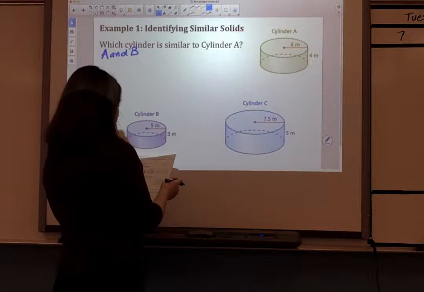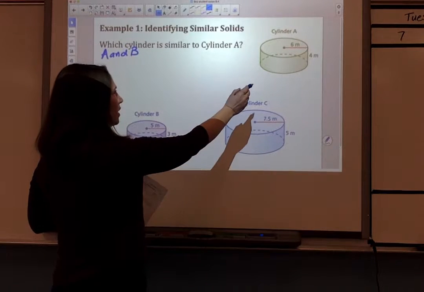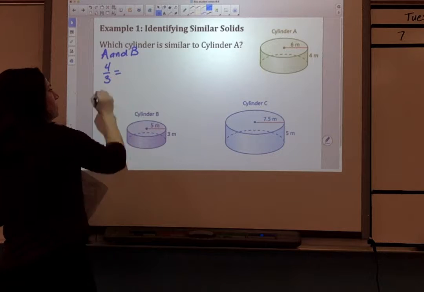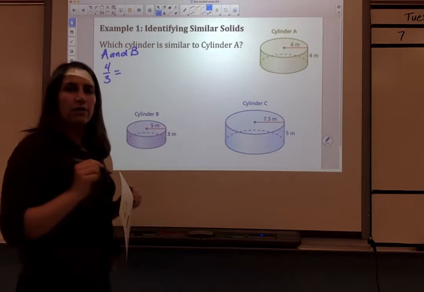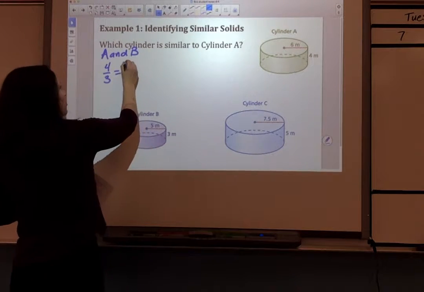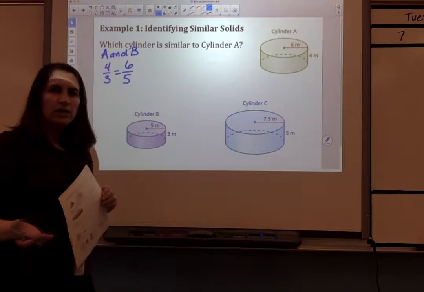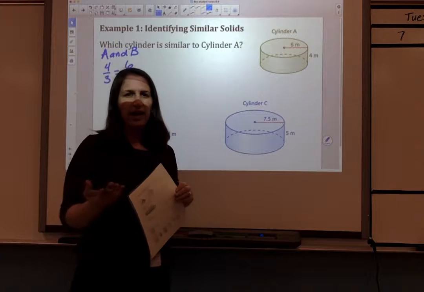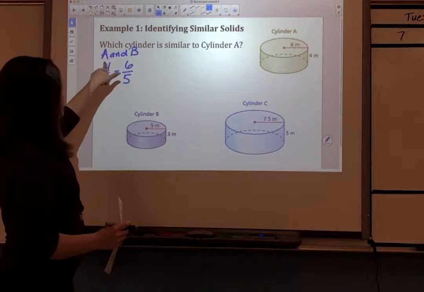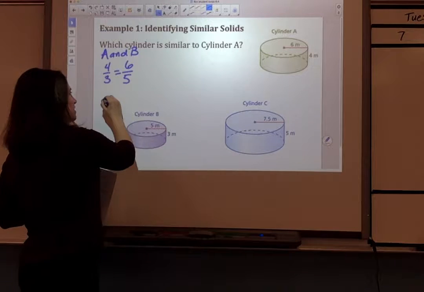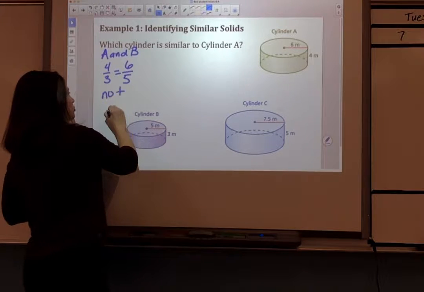So if we want to compare the two heights, that's a ratio of 4 to 3. And if we want to compare the radii, we have a proportion of 6 to 5. So neither of those can be simplified. If we use cross products, we can see that 4 times 5 is 20 and 3 times 6 is 18. So not proportional here.